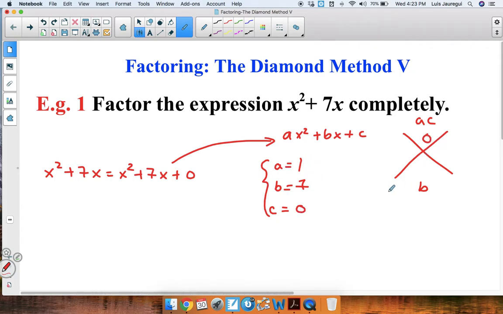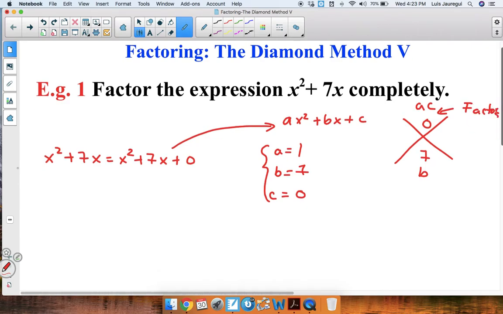And your b is a positive 7. So you're looking for factors of 0 that add up to 7. So what are two numbers that when you multiply will give you 0, and when you add them will give you 7? And yes, you're absolutely right. Those numbers are 0 and 7.